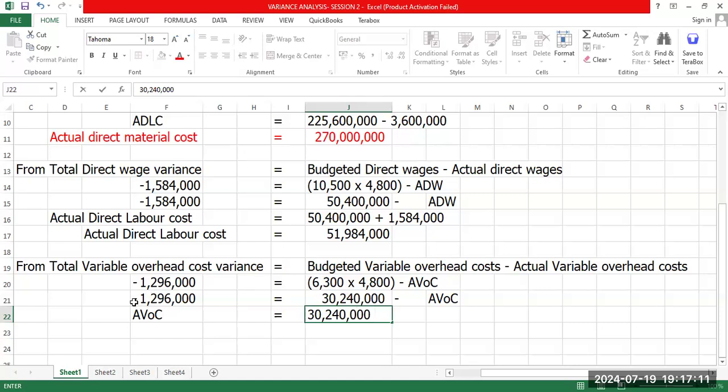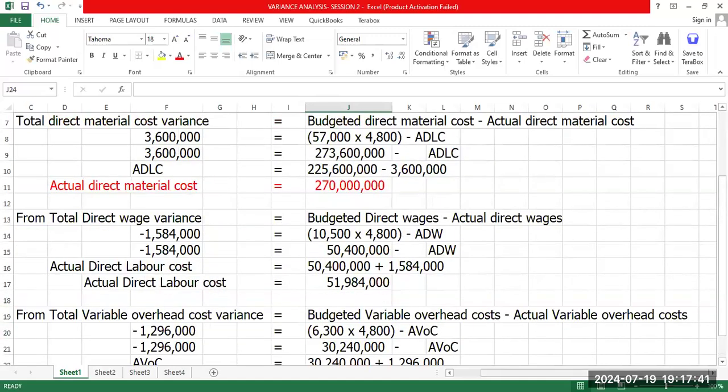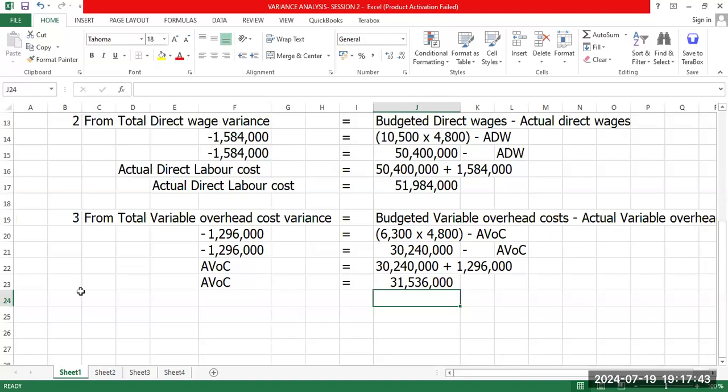Then since this is positive, when it comes to this side, it will be plus. You're going to add 1,296,000. And what you have is this one plus. That's what you have? Yes. Perfect. So we are done with note number 3. We go to note number 4.